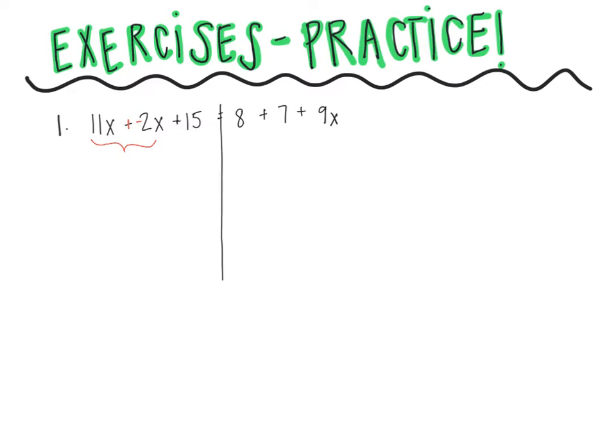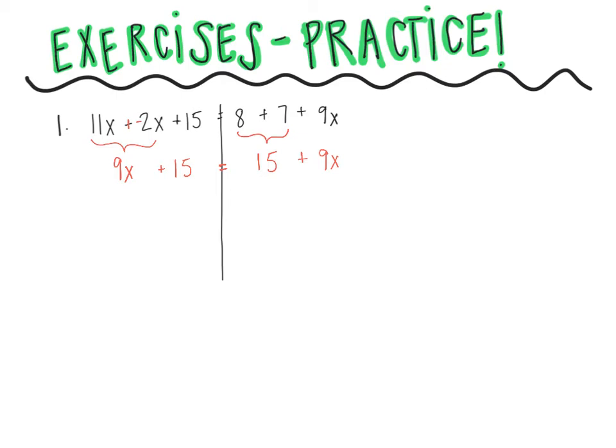So 11 take away 2, 11, 10, 9. I have 9 x's left over here. And I have a plus 15 left over here. On the right side, I have 2 numbers that I can combine, 8 and 7. 8 plus itself is 16, so 8 plus 1 less than itself is going to be 15. Okay. From here, I already can kind of tell what the answer to this question is going to be, okay?